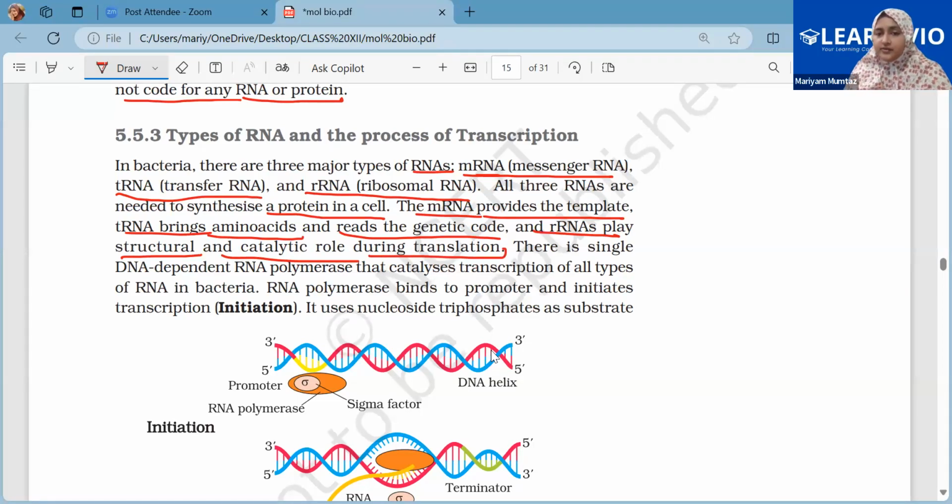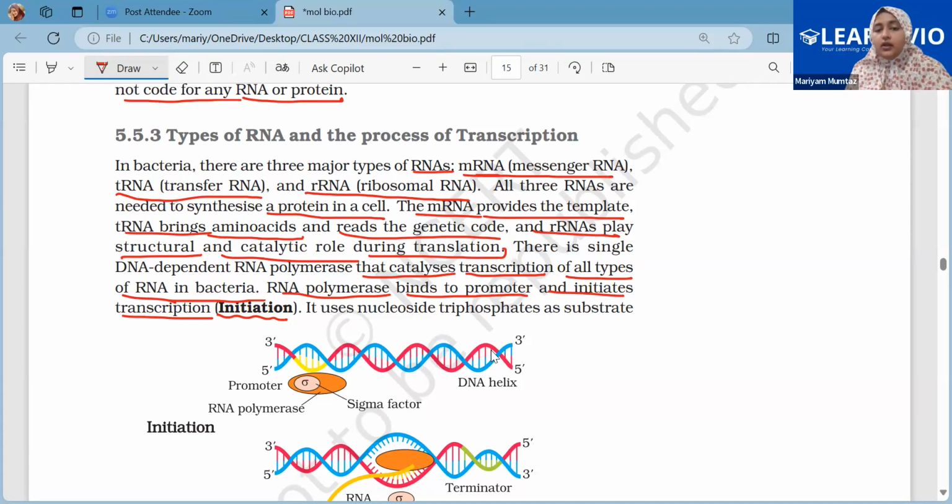So all the three different types of RNAs have some function to perform, and that is what they do. Each of them has its own unique function to perform. Now moving forward, there is a single DNA-dependent RNA polymerase that catalyzes transcription of all types of RNA in bacteria. RNA polymerase binds to the promoter and initiates the transcription. So the first step of transcription is initiation.